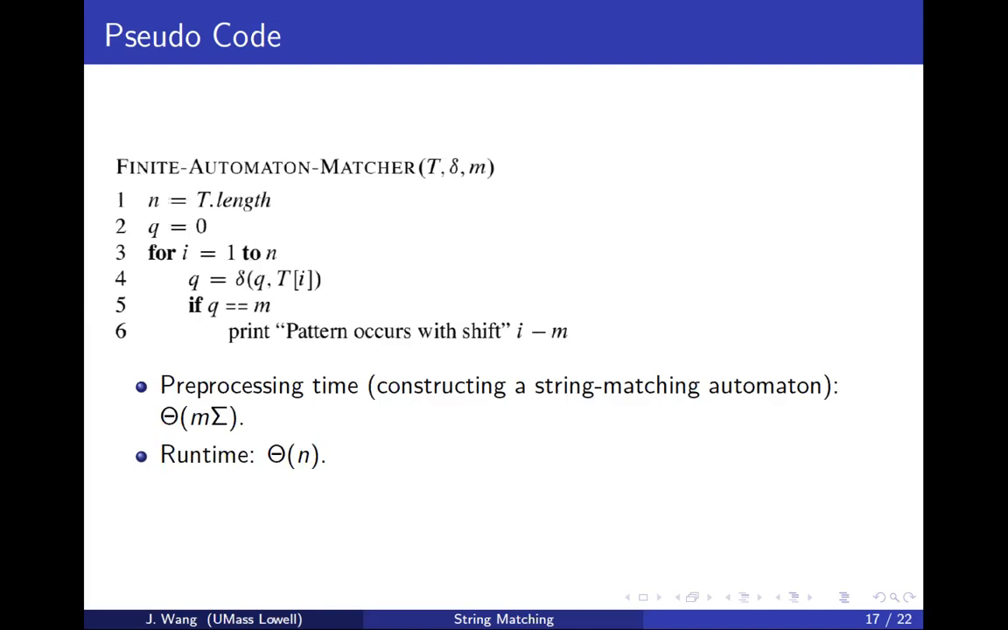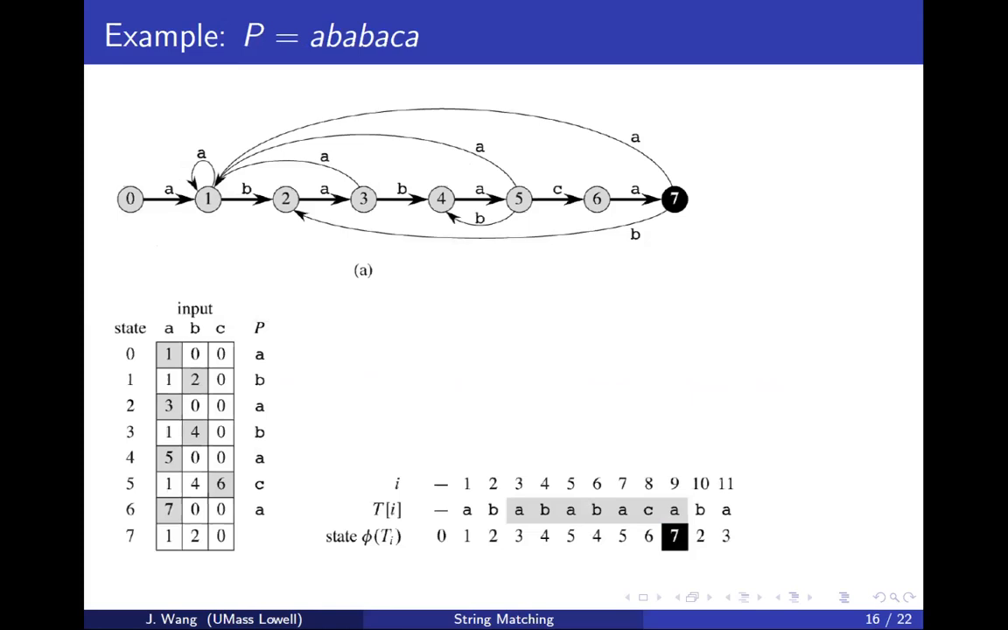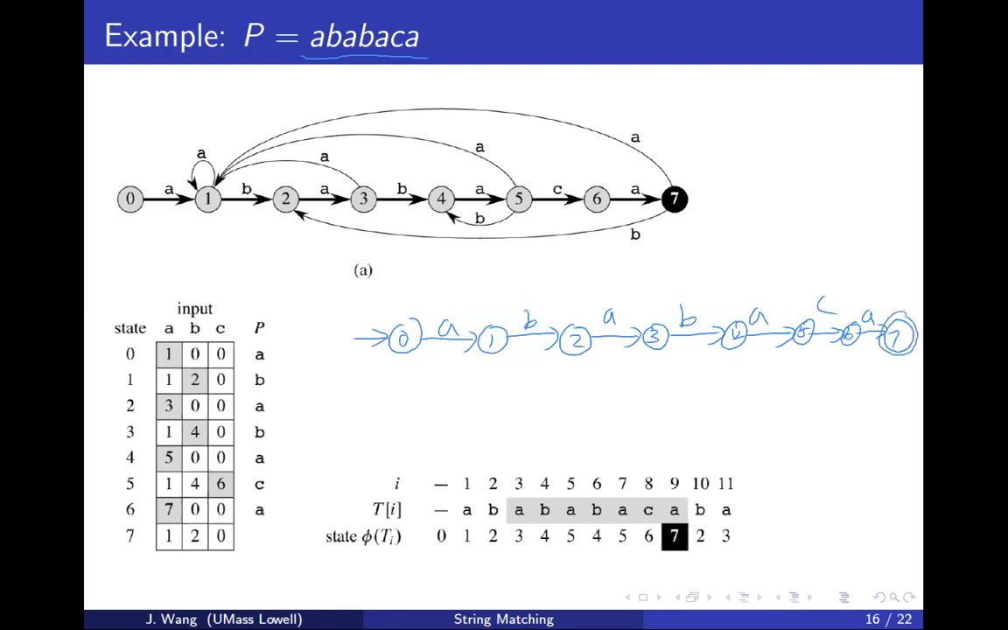Okay, so now let's move back. Look at this example. So the pattern is ABABACA. Maybe I will draw separately here so you can see the process better. So we got 0, A, B. Let me just finish the pattern: A, B, A, B, A, C, A. So states 1, 2, 3, 4, 5, 6, 7. And 7 is the final state or the accept state.